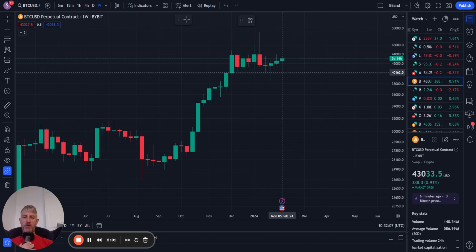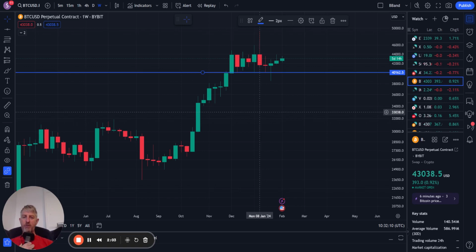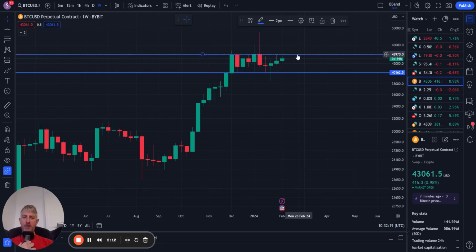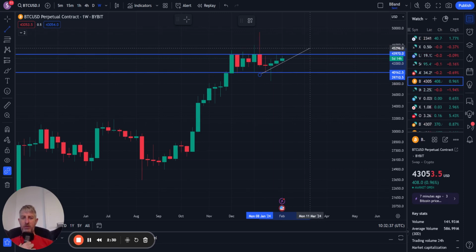I want two horizontal lines. There's one. Then I want one at the top. There's two. And then I'm going to do a cheeky little diagonal. And you may disagree with what I'm doing, and that's marvelous. But I feel like it's logical, so I'm going to put it on.